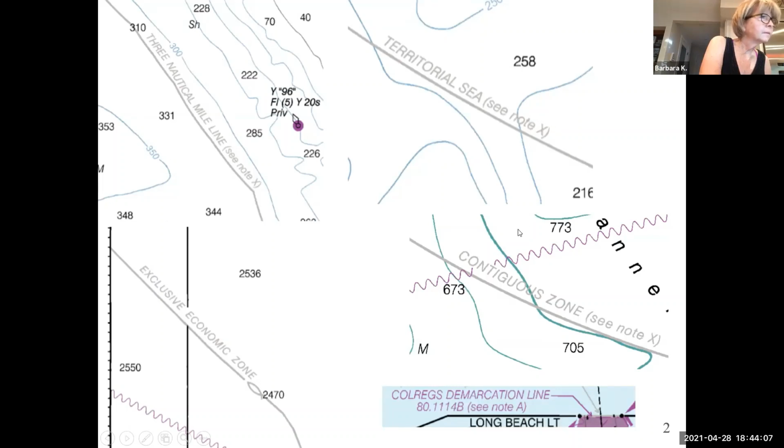So you can see them all on your chart. You have your 3 nautical mile, your 12 nautical mile, your 24, and then your EEZ one has a little fish on it, and it's also the international border as well. So the EEZ border, you can see very clearly between Canada and the US and Mexico and the US. And then you have your demarcation line, COLREGs, and that's on the chart as well.